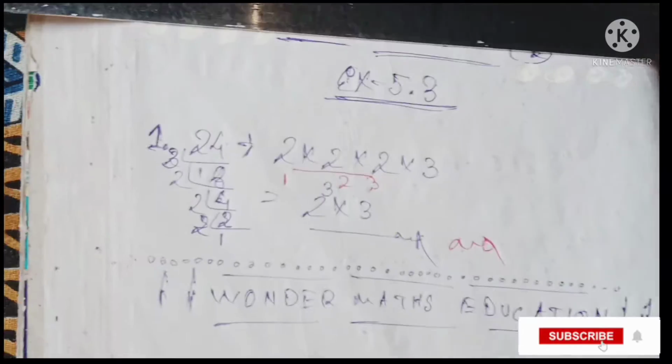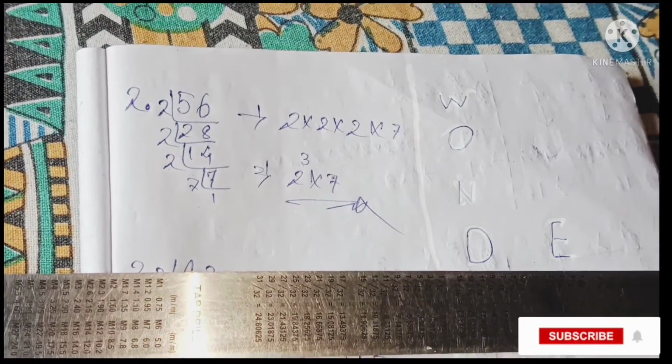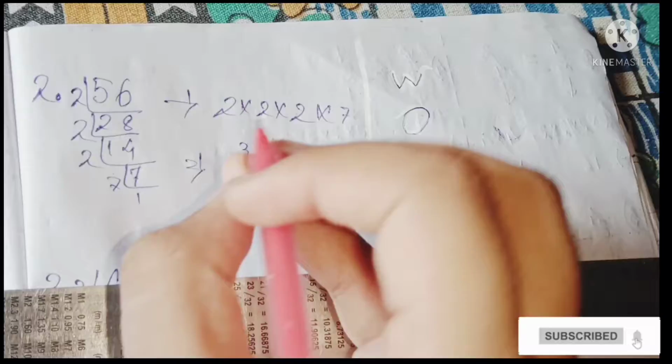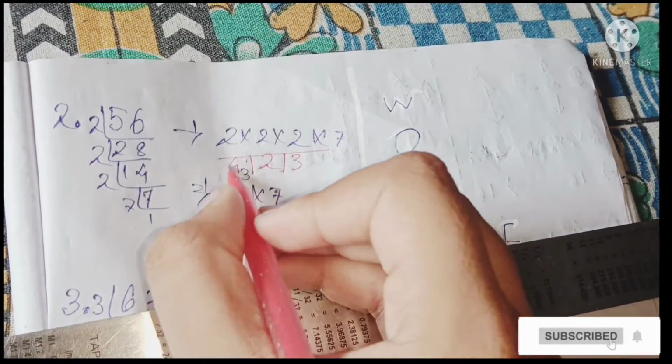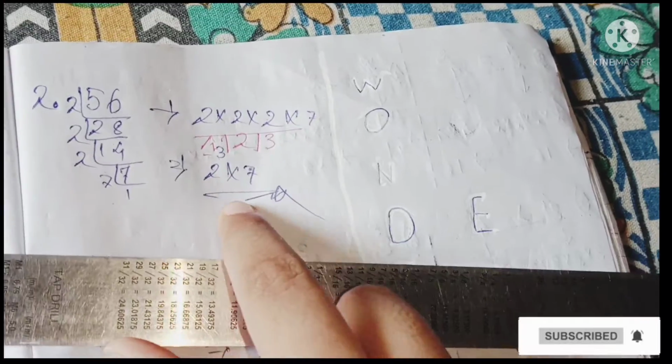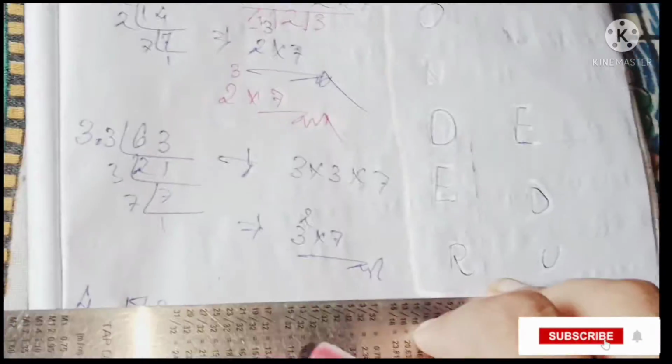Now we are continuing to number 2. Here also in the same way, the prime factor of 56 is 2 multiplied 3 times, multiplied by 7. So 2 is multiplied 3 times: 1, 2, 3. So 2 to the power 3 into 7. So our answer is 2 to the power 3 into 7.